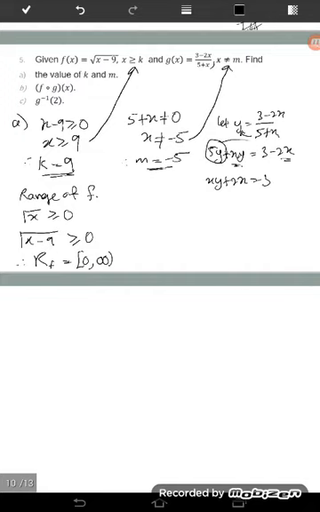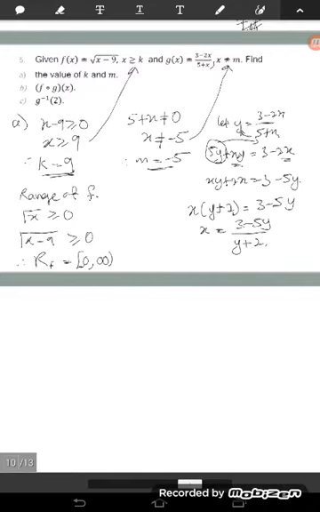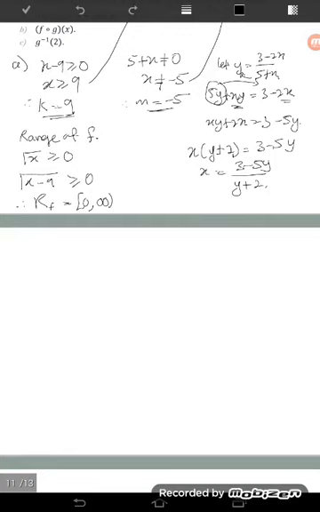So this one bring to the right, minus by 5y. And then factor out x. So I have x, y plus 2, which is equal to 3 minus 5y. So I have x equal to 3 minus 5y over y plus 2. Okay. And then g inverse. So g inverse of x is equal to 3 minus 5x over x plus 2.